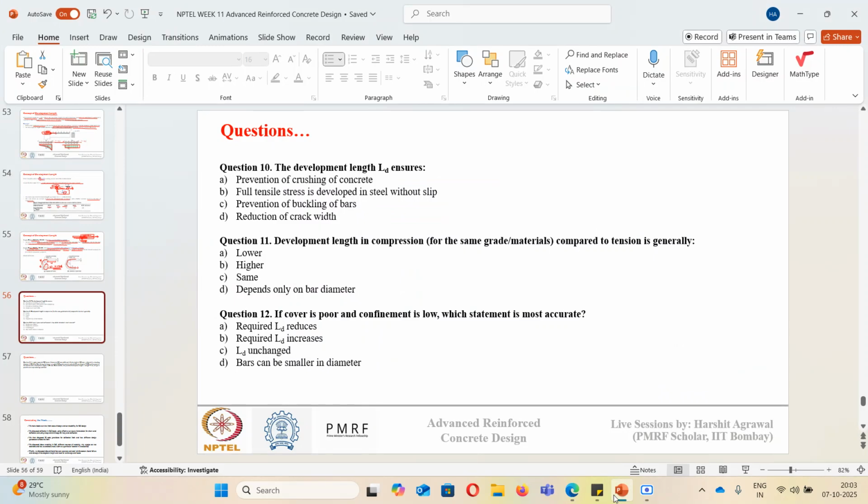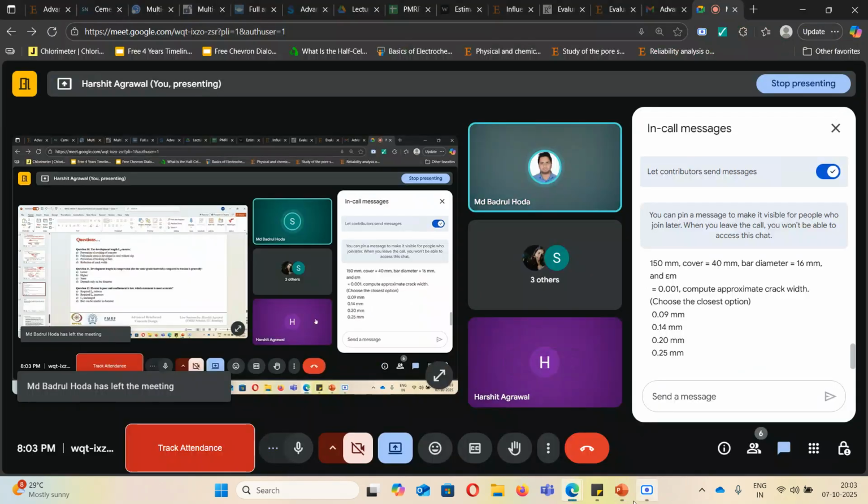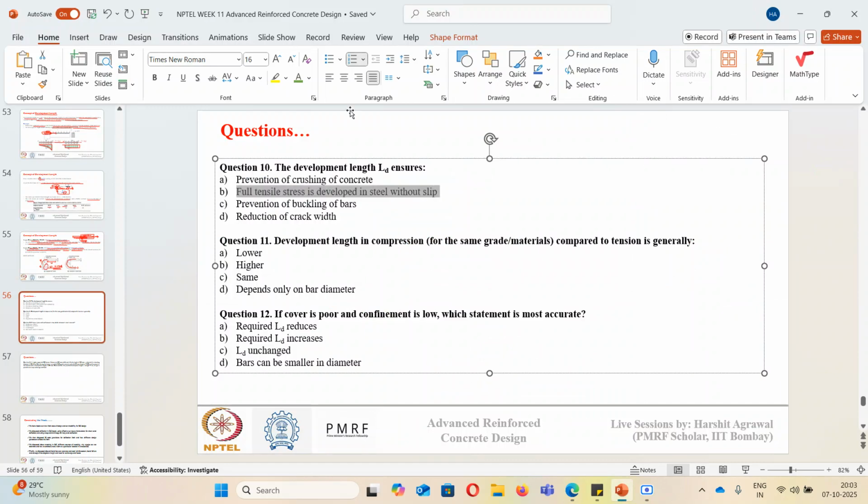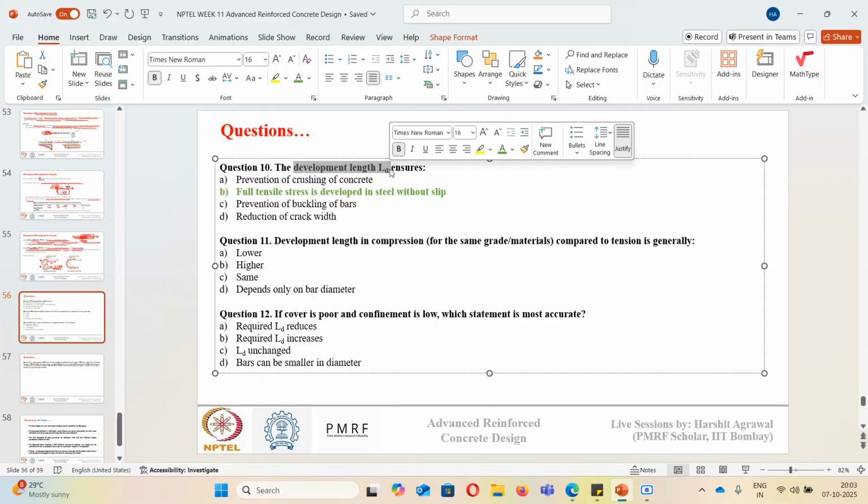Okay, what will be the answer for the first question? Development length ensures. What is development length ensuring to us? B, sir. Okay. The full stress is developed between steel and concrete without slips. So that is the concept of development length. We don't want the rebar to slip before actual failure of the interface. And development length ensures that whatever stress is acting on the steel, it is thoroughly developed at the interface. So steel is able to completely transfer the stress from steel to concrete before slipping. So that's why we provide development length.